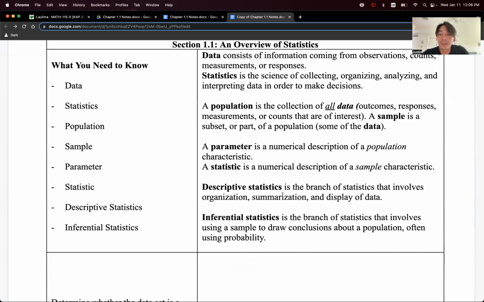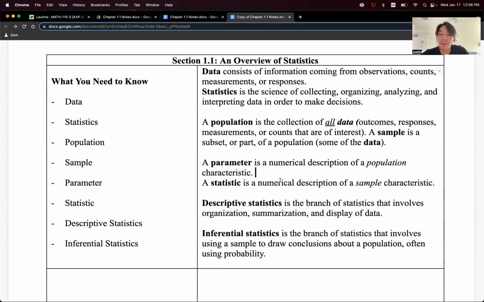All right, descriptive statistics is the branch of statistics that involves organization, summarization, and display of data. Statistics is largely broken into two categories. Descriptive is one, and the English kind of tells you what it's about, right? The word descriptive, you're describing the statistics. Compared with inferential statistics, and again, the English kind of hints at what it is.